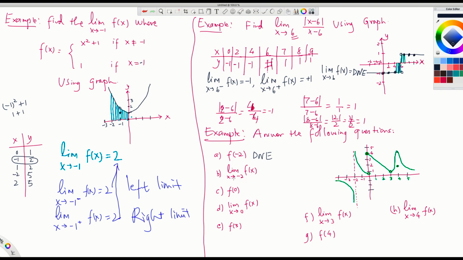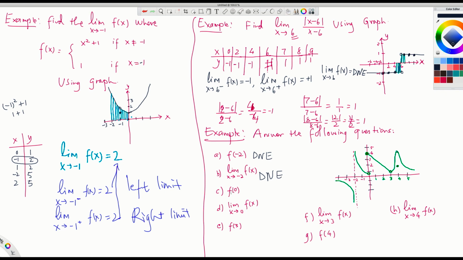Okay, how about the limit at negative 2? Limit of f(x) as x tends to negative 2. When you go to negative 2 from the left, the height is negative. When you go to negative 2 from the right, the height is positive. So they are not equal, right? The height towards the left and towards the right are not equal. So the limit does not exist too.